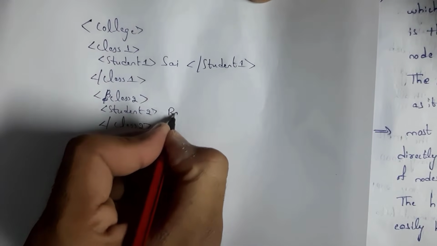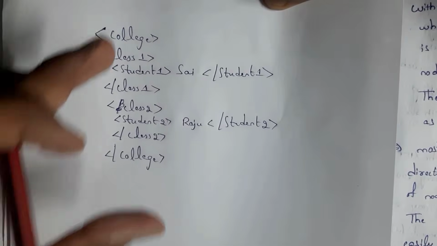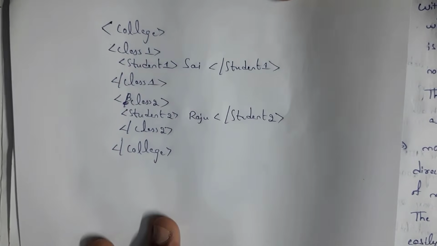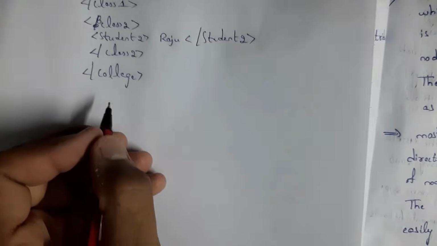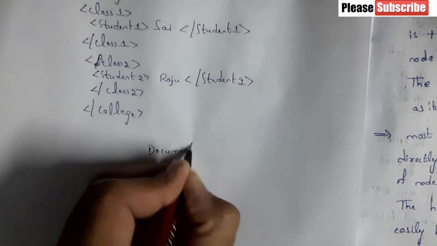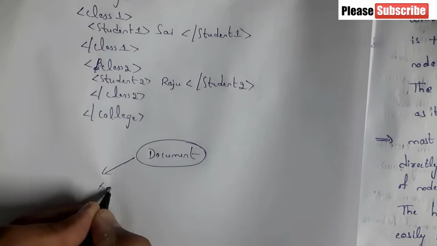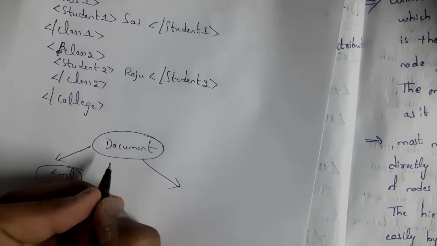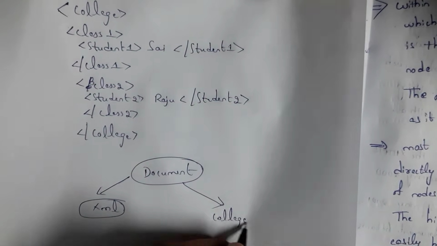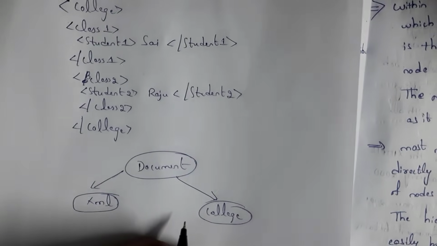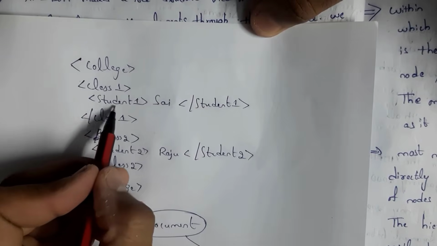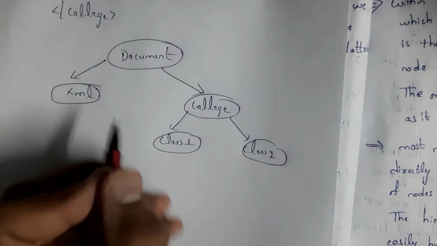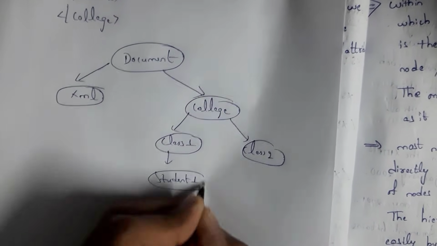His name is Raju. I want to represent this entire XML document in the form of a tree structure by using XML DOM. So the output looks like this: document type is XML, and here we need to write the root element, college. Inside college there is class 1 and class 2. Inside class 1 there is student 1, and his name is Sai.